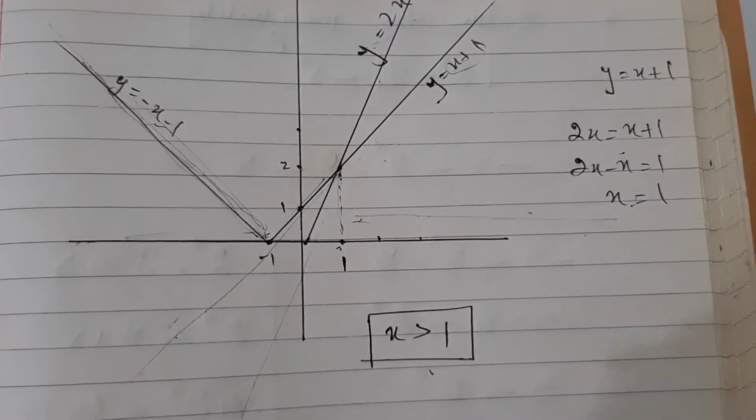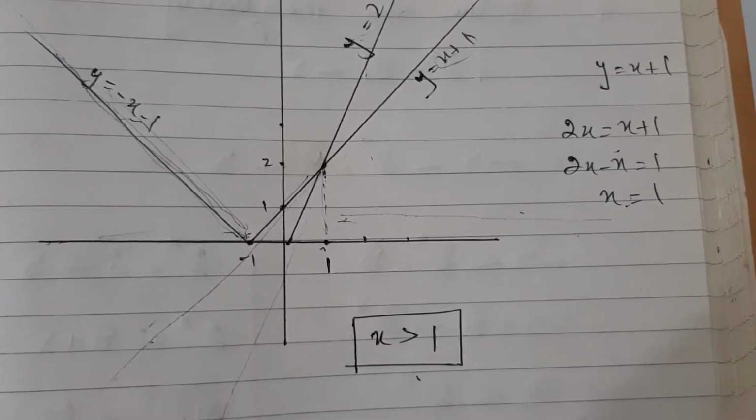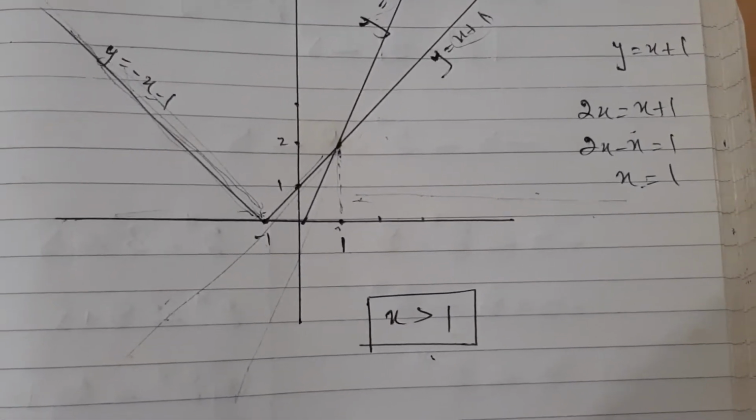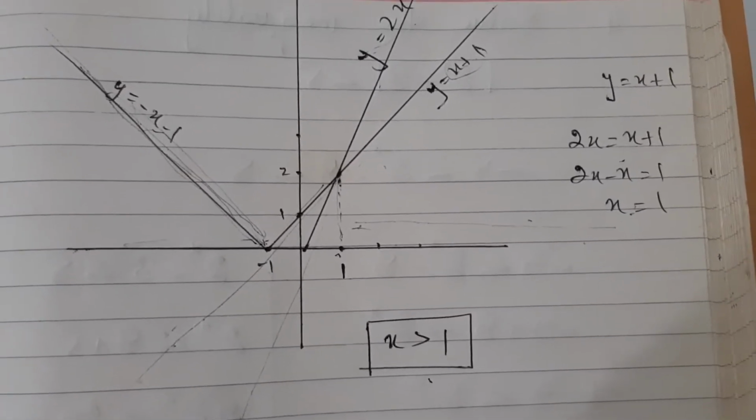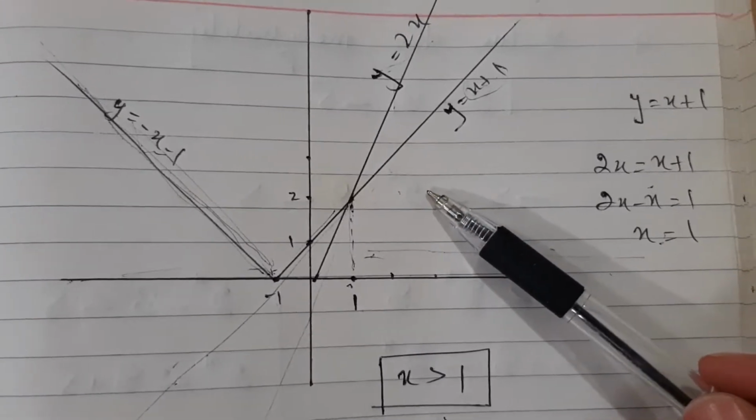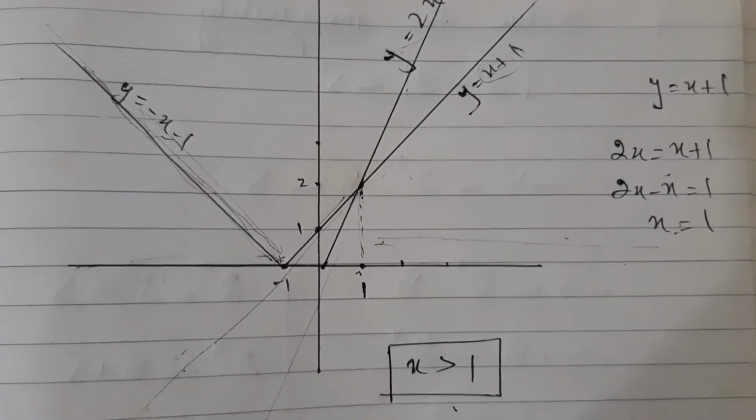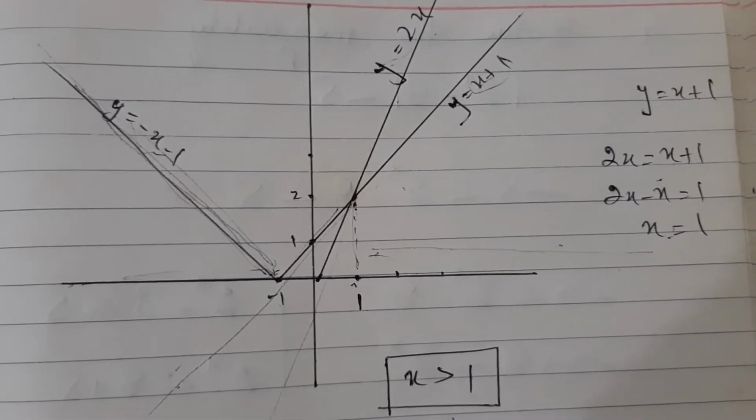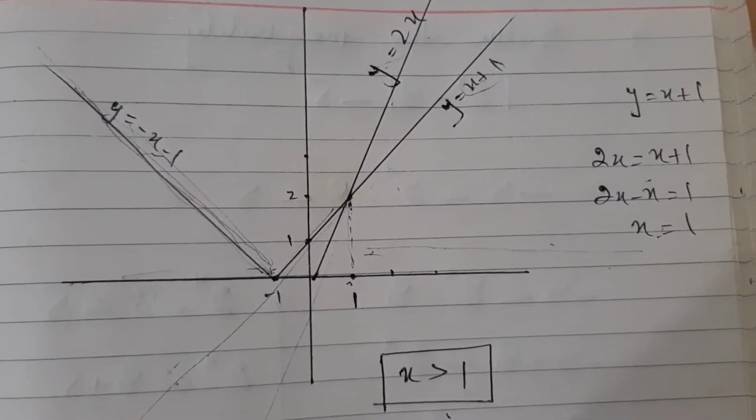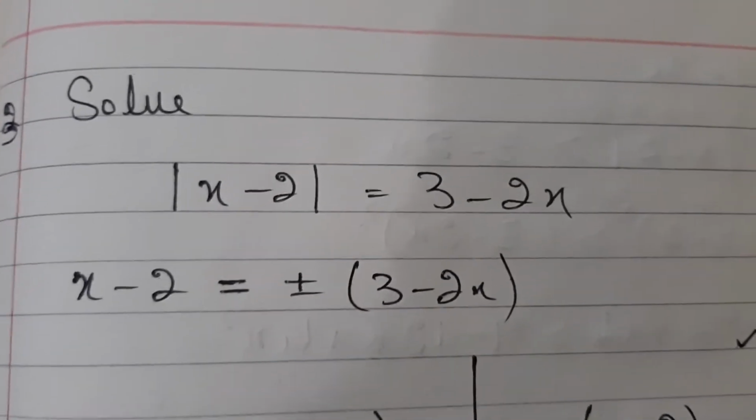So when you have a question which has a modulus linear function on one side and only a linear function on the other side, only solving will not give you the right answer. You have to verify the answer with the help of a sketch. Now in the second example, I will show you verification with the help of a sketch and with the help of substitution as well.